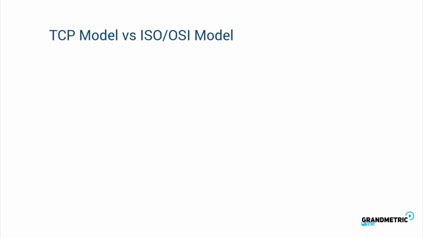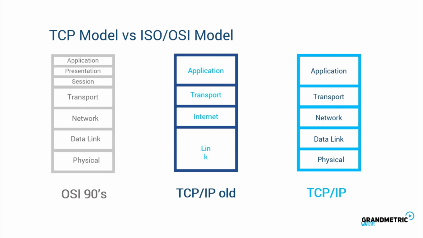Historically, in the mid-1990s, there was the OSI model, but today vendors agree on the common TCP/IP model, which consists of 5 layers. Those layers are application, transport, network, data link, and physical.